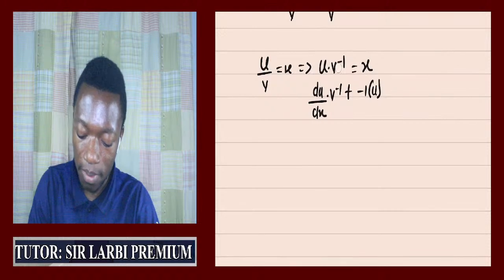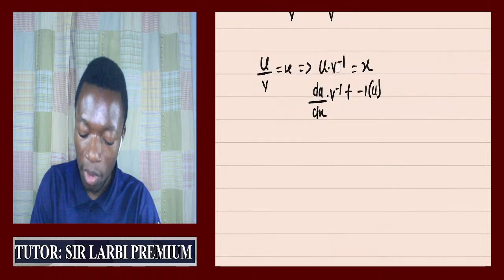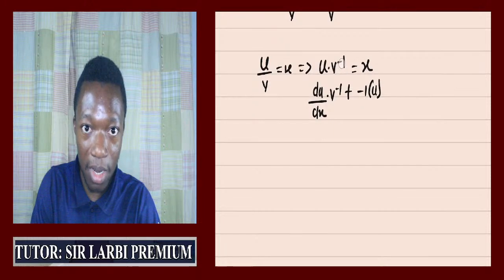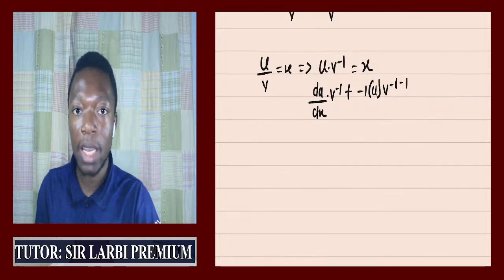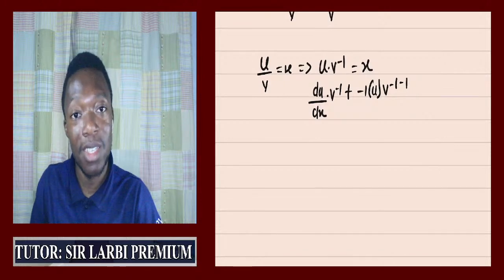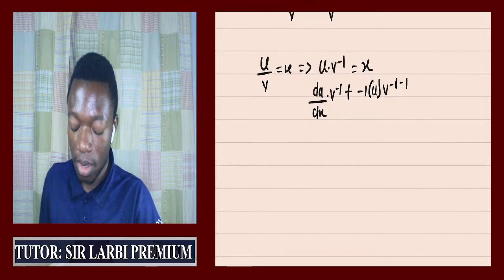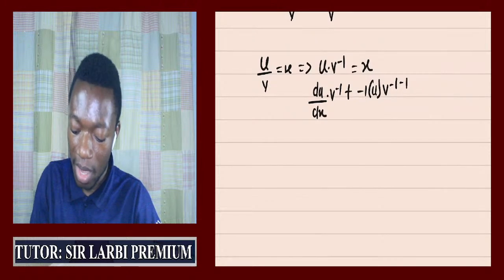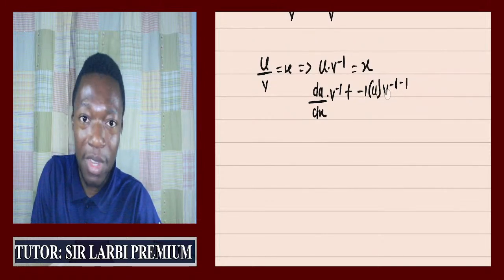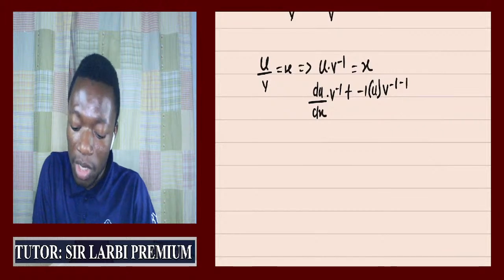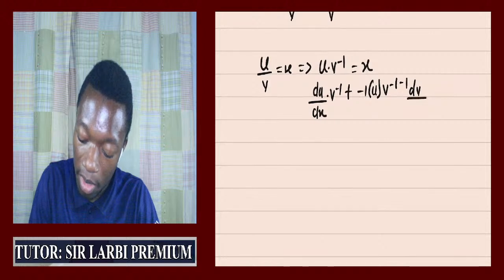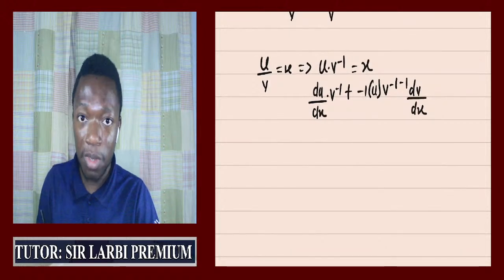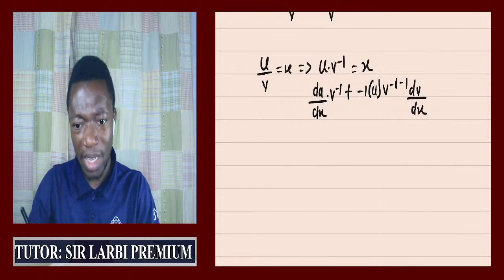And then I will repeat the whole of v to the power negative 1. I hope you are following. I repeat the whole of v to the power negative 1, and I'll subtract 1 from the power again, because that is a rule for differentiation. You subtract 1 from the power. Once you are done with that, you then have to differentiate the v itself as a variable with respect to x. So that becomes dv over dx.